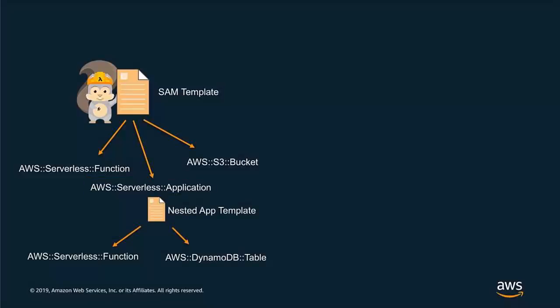However, the AWS Serverless Application resource is a reference to another SAM template containing its own resources, its own isolated app. In this case, the nested app template contains a serverless function and a DynamoDB table. However, it can include any resources that SAM supports, which is SAM's serverless resources, as well as any CloudFormation resources.